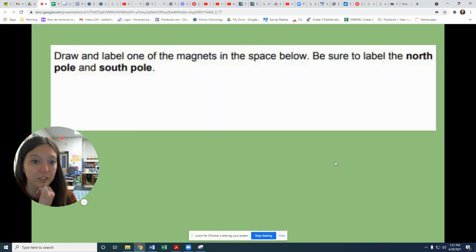All right, boys and girls, the very last question on your page says, draw and label one of the magnets in the space below. Be sure to label the North Pole and the South Pole. So some of these are going to be much easier to draw where you have to label the South Pole and the North Pole, like a horseshoe magnet or a bar magnet would be very easy to draw.